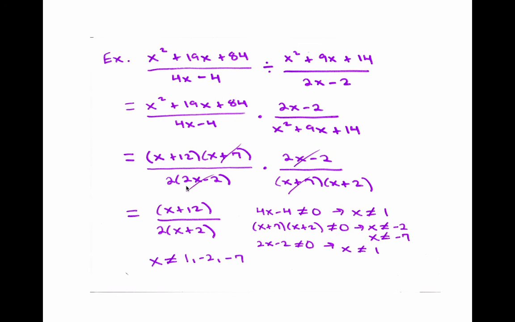And then in the denominator on the right, I'm also going to factor x squared plus 9x plus 14, and when I do that, I get x plus 7 times x plus 2. So now I'm going to cancel out everything I can. So I can cancel out the x plus 7s, because we have one in the numerator and the denominator. I can cancel out the 2x minus 2 and the 2x minus 2, and that's about it. So I'm left with x plus 12 all over 2 times x plus 2. So now I'm going to set the denominator equal to 0 here, the denominator equal to 0 here, and also the numerator equal to 0 here. And I get that x cannot equal 1, x cannot equal -2, and x cannot equal -7.